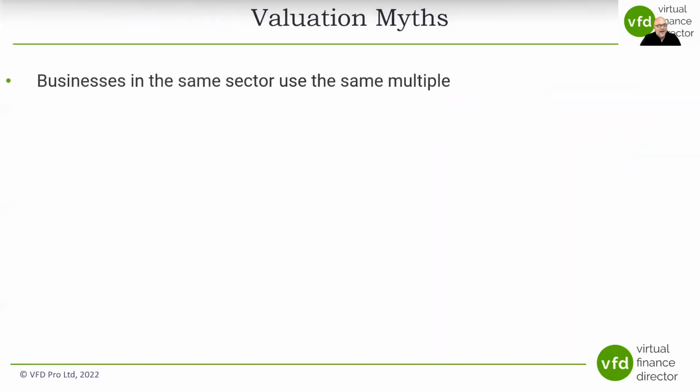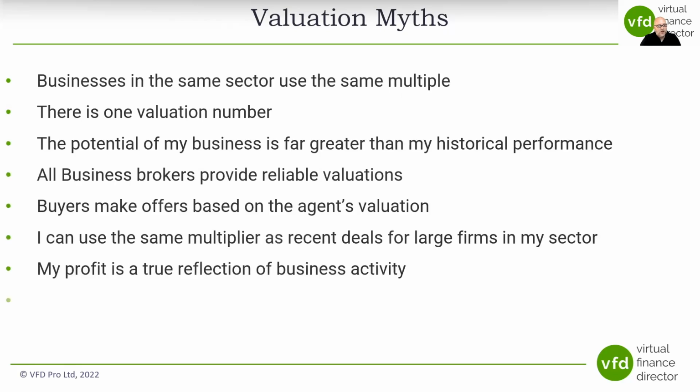So what I wanted to do was just strike off some of the valuation myths. Businesses in the same sector use the same multiple. They don't, because there are completely different risks in two different businesses in the same sector. So the multiple might be the same, but it will be tailored up or down dependent upon the risk present within that particular business. There's not one valuation number, there's a range, and typically there'll be a range within which everyone is comfortable. From a buyer's perspective, you know that you're not paying too much, and from a seller's perspective, you know you're not getting too little.